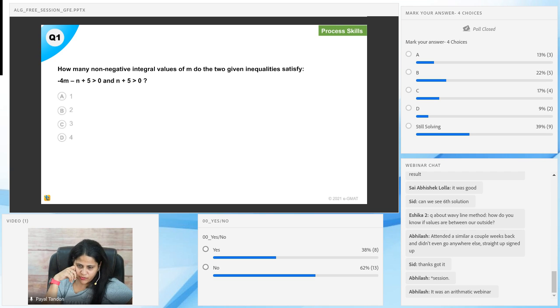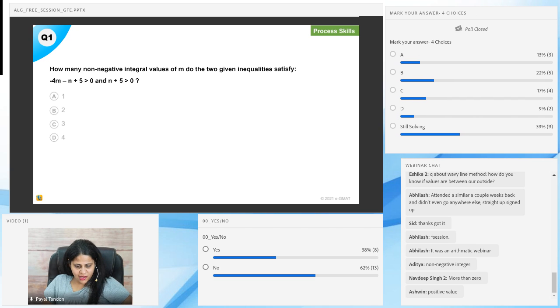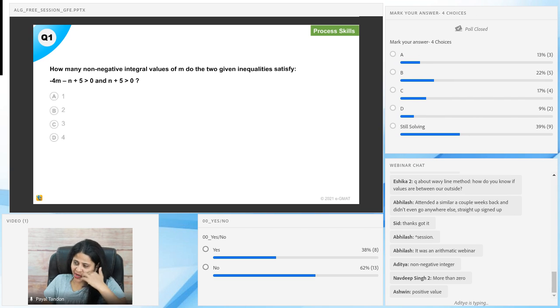Look at this question statement. How many non-negative integral values of m do the two given inequalities satisfy? Now, the conceptual part over here is simply solving these two inequalities. But the process skill part over here is what I'm going to question you on. What do you know about m, given this question statement? Non-negative integer, which means what? A little bit more. What does non-negative integer mean?